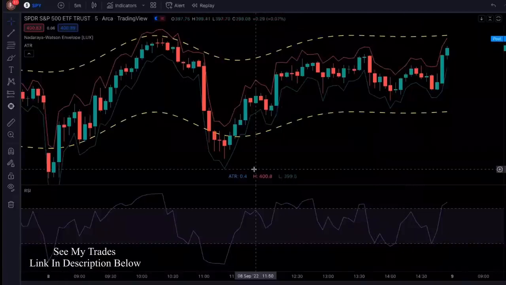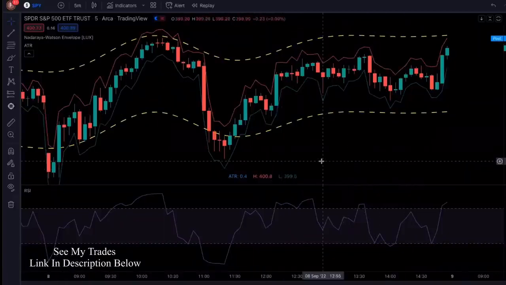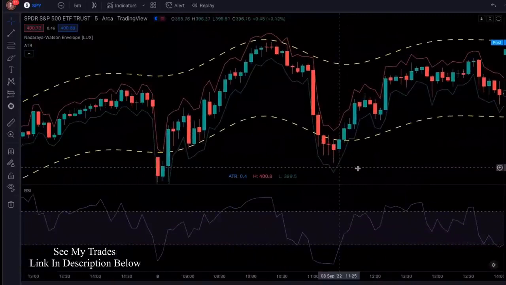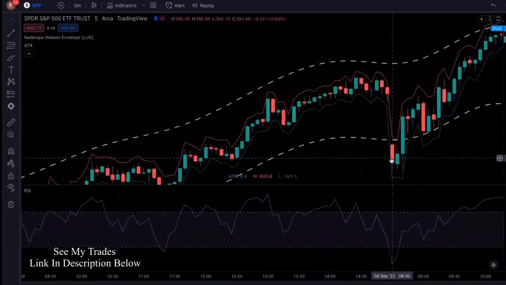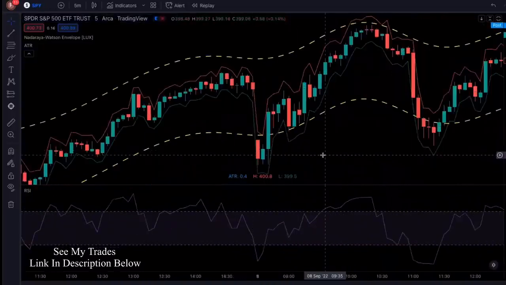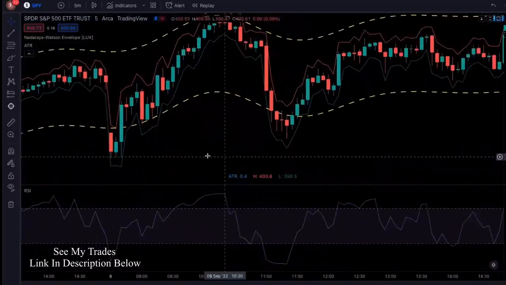So I'm going to show you a new scalping trading strategy that will change your life. This 5-minute scalping strategy can be used on stocks, Forex, and crypto. I'll show you examples of this trading strategy working on all of them. So make sure you watch till the end.